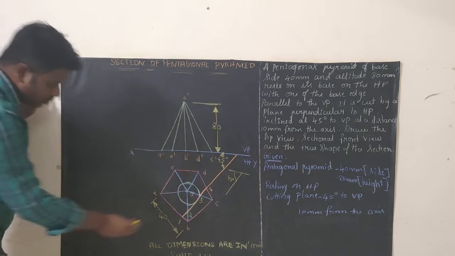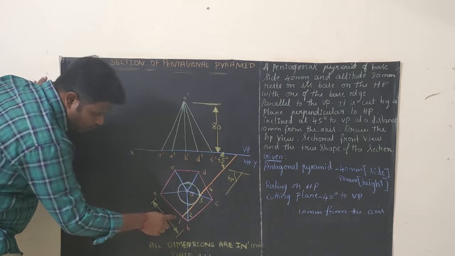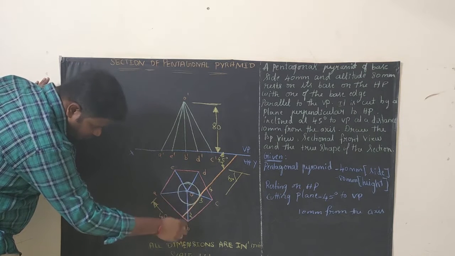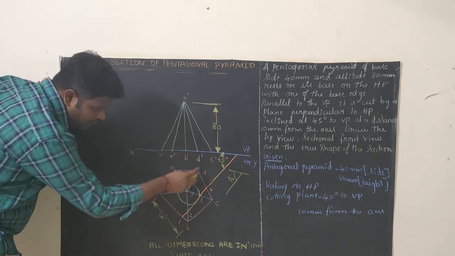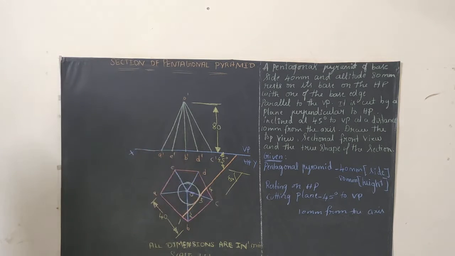And see here, it will be cutting AB, right? That is 1. It will be cutting OB, that is the second point. It will be cutting OC, that is the third point. It will be cutting DC, that is the fourth point. So right now we have drawn the cutting plane in top view.